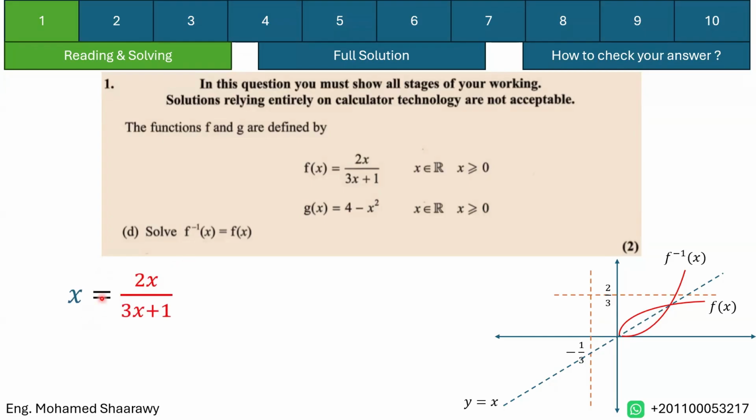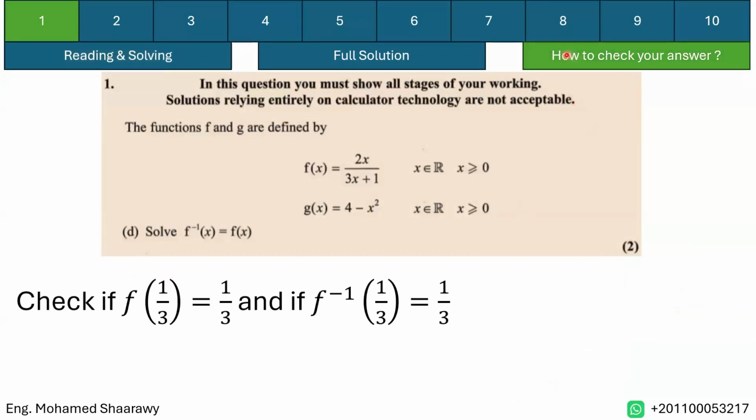So dividing both sides by x, this means that x can be equal to 0, and if I continue to solve this, I come up with x equals 1 over 3, and that's the two solutions.